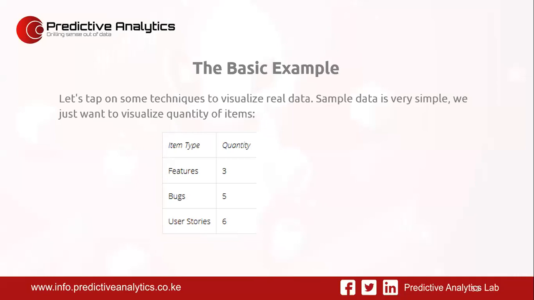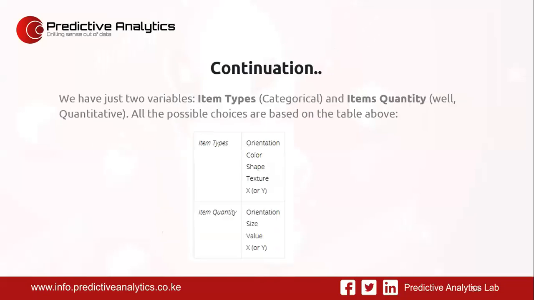So let's look at a basic example. Let's tap on some techniques to visualize real data. Sample data is very simple. We just want to visualize quantity of items. If you look at the screen, we have item type and quantity. Features, for example, is 3, bags 5, user stories 6. We just have two variables: item types, which is categorical, and item quantity, which is quantitative.